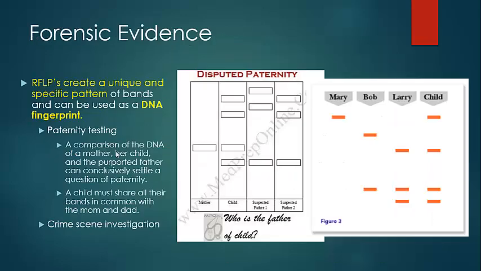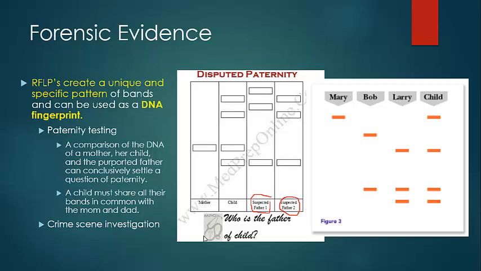One thing that we can do with these RFLPs is create a DNA fingerprint. It can be used to identify an individual. This is done in crime scene investigations. This is also done in cases of paternity testing. Here we look at some gels that were created using DNA from different individuals. In this first gel, we have the mother's DNA run, we have the child's DNA run, we have suspected father 1, and we have suspected father 2.